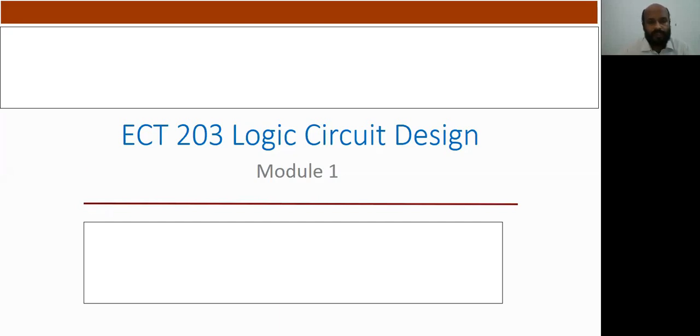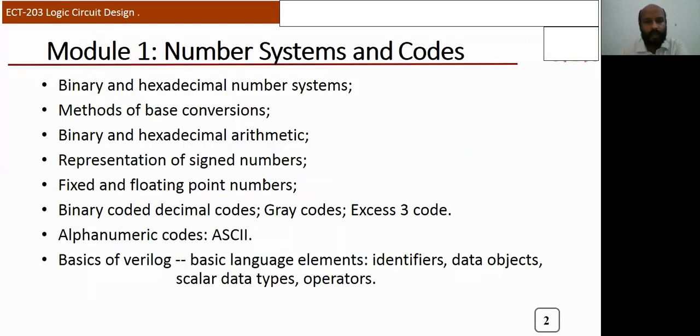So this is the first lecture in the logic circuit design subject, and the subject code is ACT 203. This lecture mainly focuses on the module one topic. I'll quickly go to the syllabus part. In module one, we'll discuss the number system concept. This is a very fundamental thing in digital electronics, or if you are discussing logic circuit design.